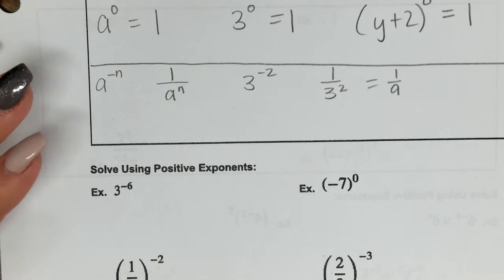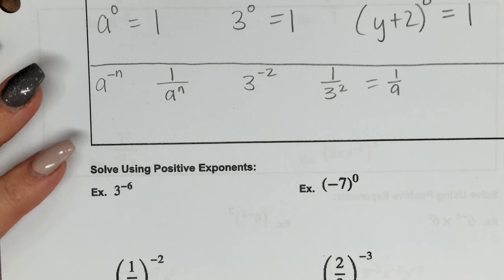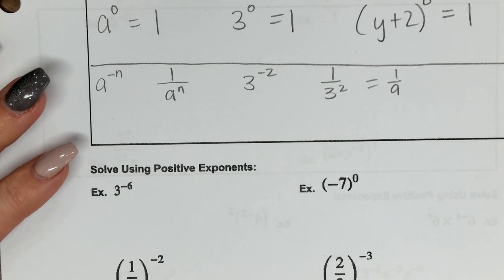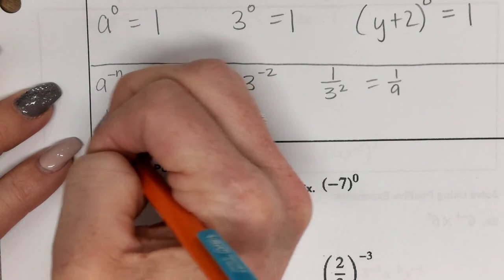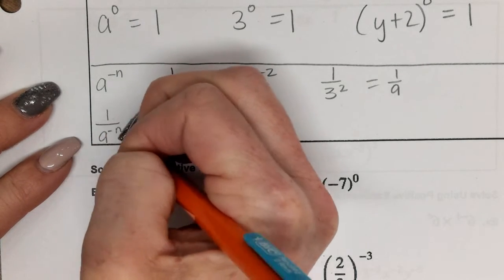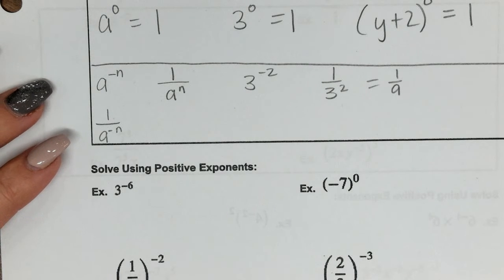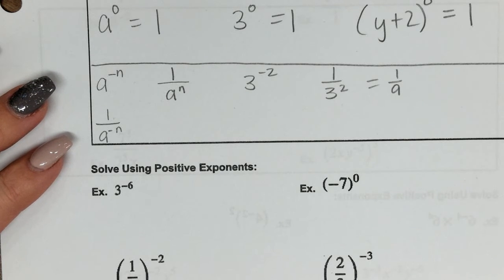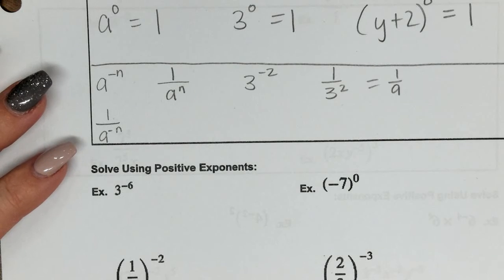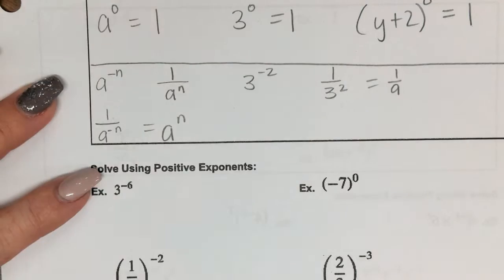Okay, now let's talk about what if they give you a problem, and in the problem there's a negative exponent on the bottom of a fraction. For example, what if they gave you a fraction with 1 over a to the negative n? Does anybody have an idea? That's kind of like having a double negative. So what would I do? Bring it back to the top and make it positive, okay? So this is the same thing as a to the positive n.